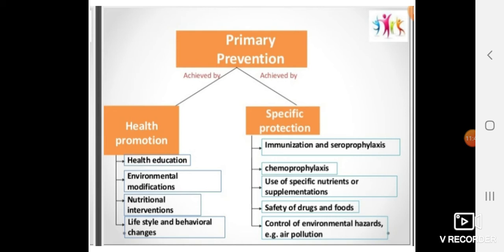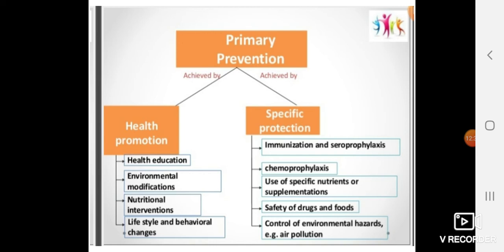We'll see which points come under health promotion. Health promotion: first is health education, then environmental modification, nutritional intervention, lifestyle and behavioral changes. In specific protection: immunization, seroprophylaxis, chemoprophylaxis, use of specific nutrients, safety of drugs and food, control of environmental hazards. Health promotion focuses on promoting health, and specific protection focuses on protecting against some specific disease. That is the main target of specific protection.